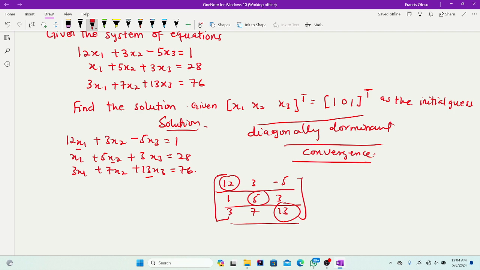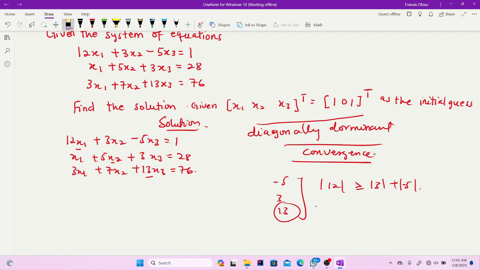So it's actually the absolute of 12 that should be greater than or equal to the sum of the absolute of 3 plus the absolute of negative 5. So the elements on the principal diagonal should always be greater than or equal to the sum of the magnitudes of the others in any of the rows for this to be diagonally dominant. So this was just an illustration to show you the condition for convergence. Our matrix has already been ordered for us, so we are just to make x1, x2, x3 the subjects.